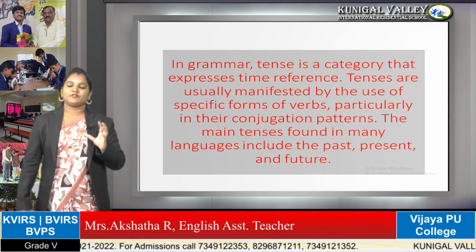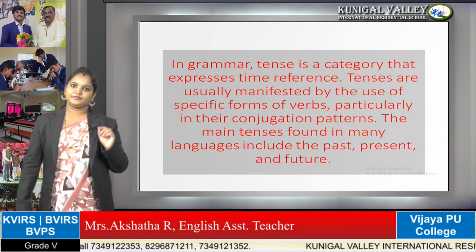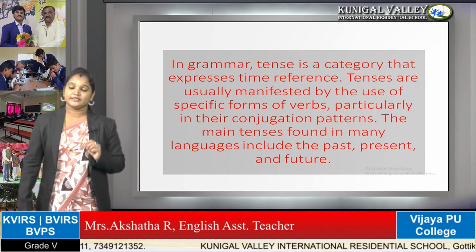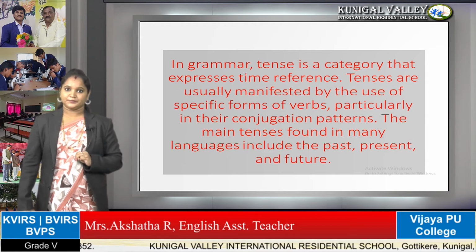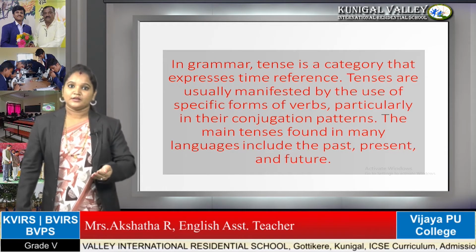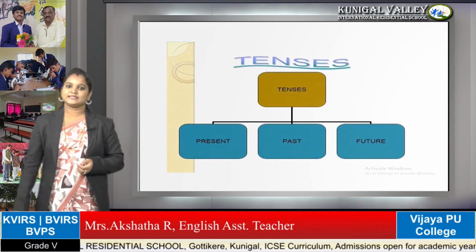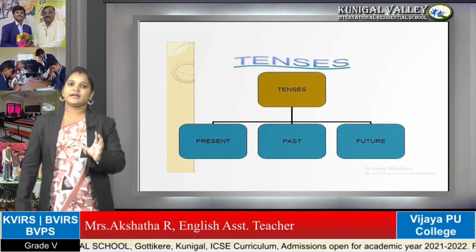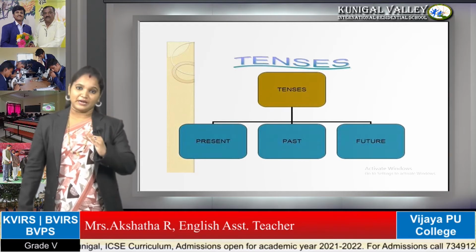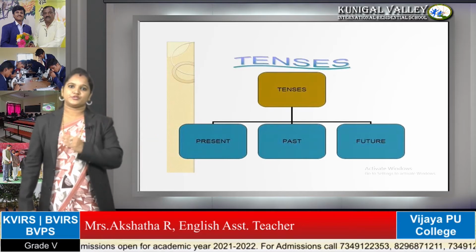The main tenses found in many languages include the past, present and future tense. That means in any language the tenses are divided into three parts on the basis of time: past, present and future. You can see the tenses are divided into three main divisions, that is present tense, past tense and future tense.